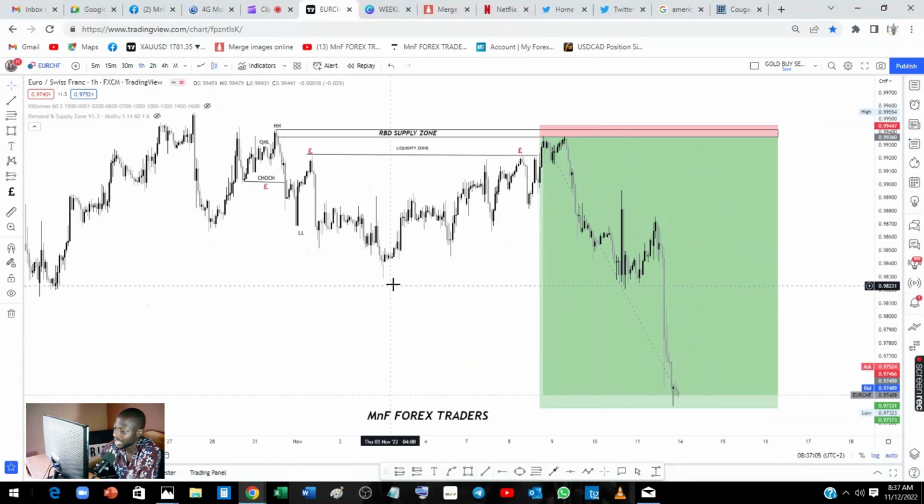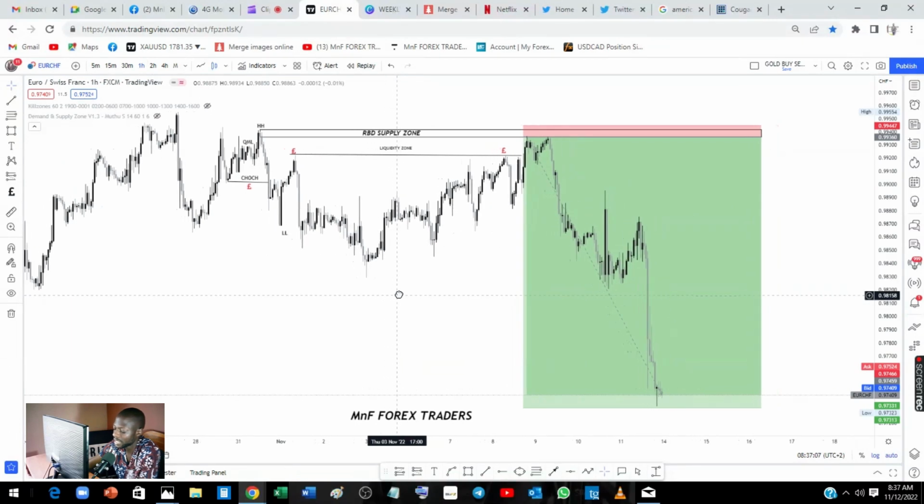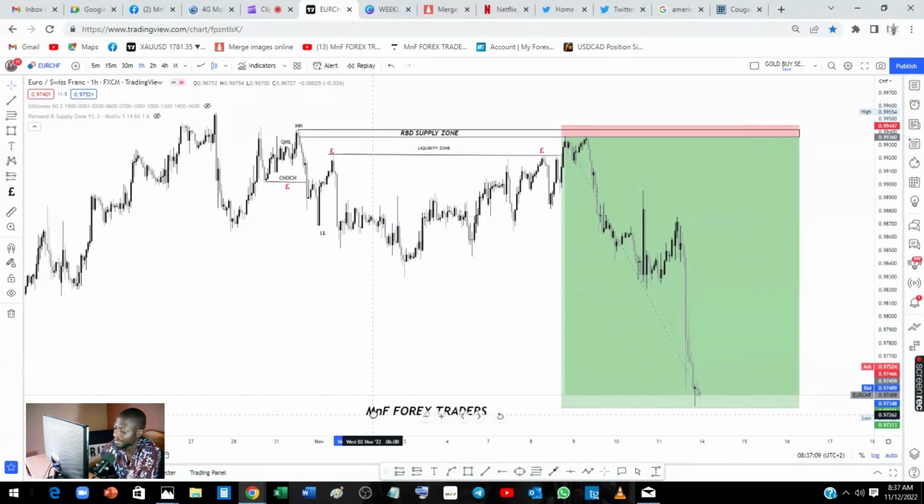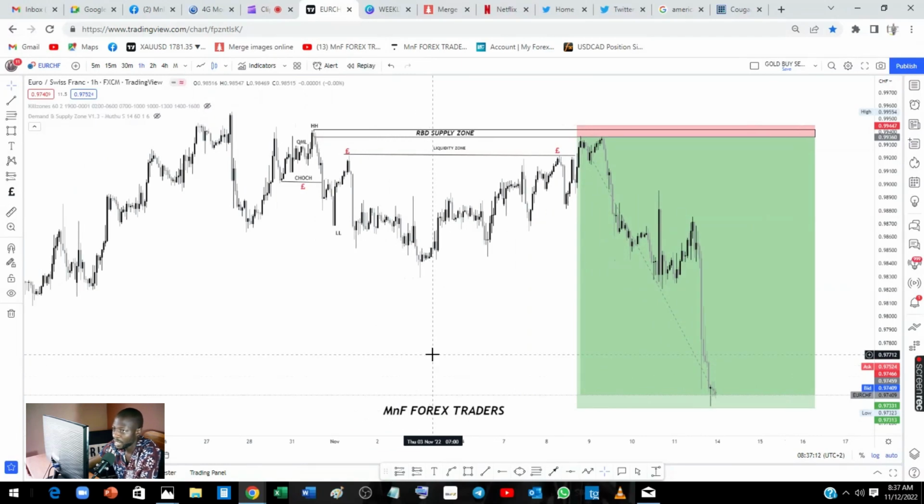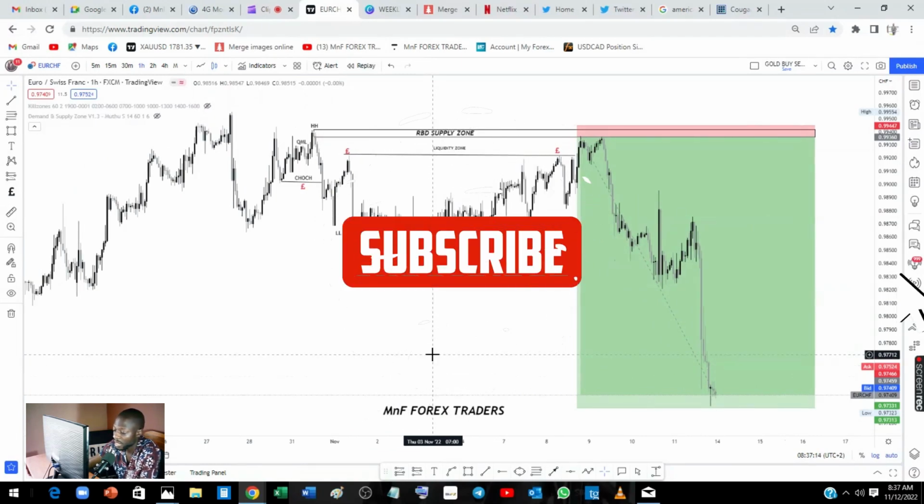Yeah, this is how it is. This setup is always in the market. You can do yourself a favor by learning this particular setup, and yeah, this is really, really important.